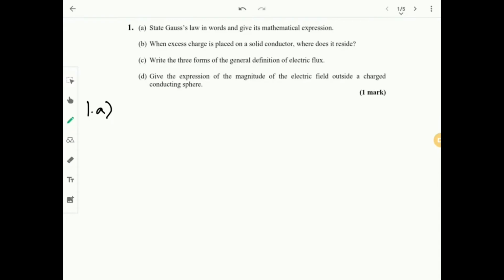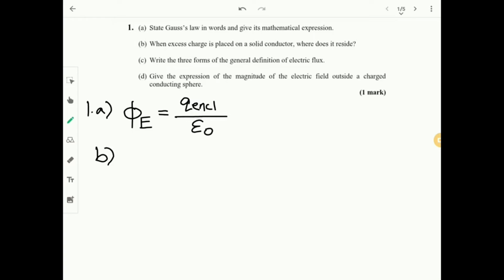Let's do part A. State Gauss's law in words and give its mathematical expression. I'll just say the words and then I'll give the expression. So Gauss's law basically says the total electric flux of a closed surface is equal to the charge enclosed in that surface divided by epsilon 0, which is the permittivity of free space. So I'll just write the formula. This means phi E, the symbol for electric flux, is equal to Q enclosed over epsilon 0. You can use a capital Q, doesn't make a difference.